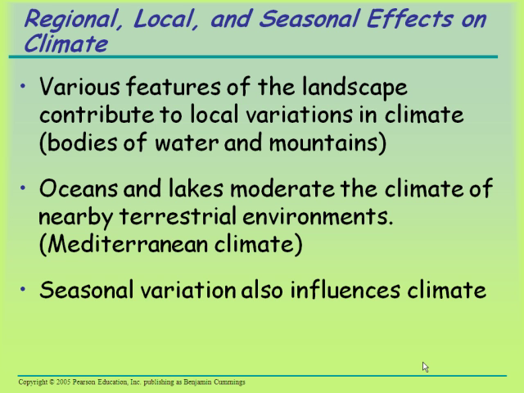Regional, local, and seasonal effects on climate. So various features of the landscape, water, mountains, contribute to local variations and differences in climate. Oceans and lakes moderate the climate of nearby terrestrial environments because water has a very high specific heat. Okay? It takes a lot of heat to raise water 1 degree centigrade. Therefore, it acts as a moderator of the climate, as experienced in the Mediterranean climate. Seasonal variation also affects climate.